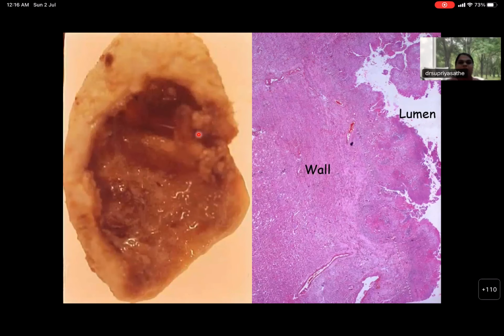How do we define an abscess? Ma'am, there is actually a cavity. Correct. Filled with? Mostly filled with granular or necrotic material. Perfect. Very good. So that's what an abscess is.